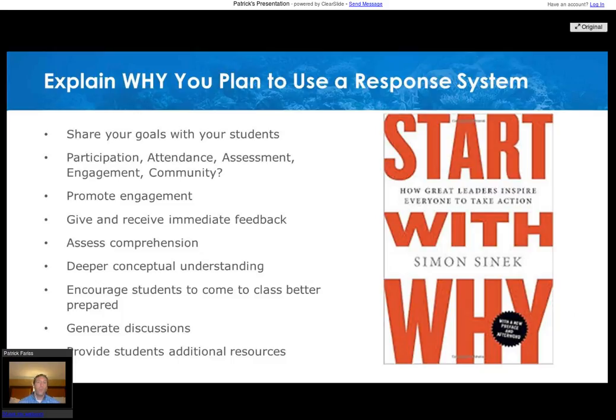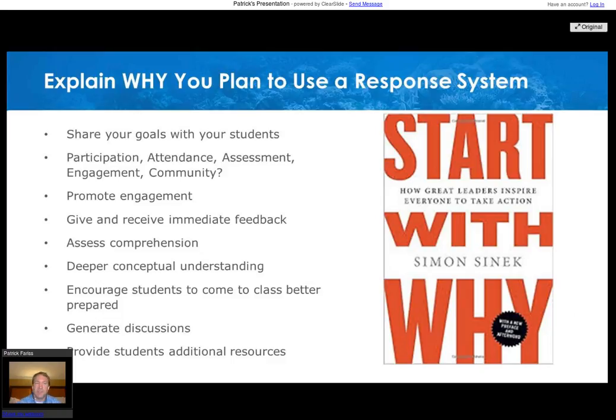We can give and receive feedback with a student response system. Students can see how they've done instantly. So if that's our goal, we need to communicate that to students. Assess comprehension. I'm able to understand, what do my students understand? What learning did they have prior to coming to this class? Where are they? Conceptual understanding. If that's our goal, communicate that to your students.